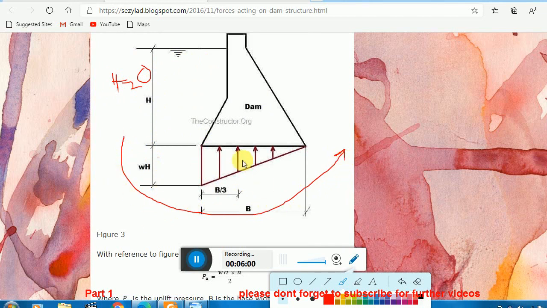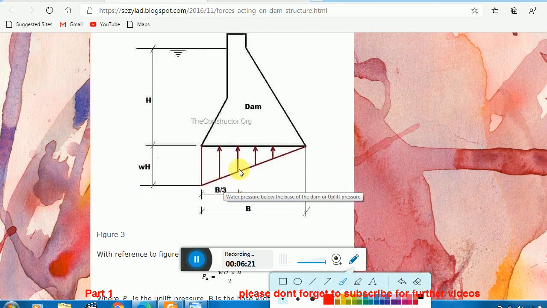Due to that seepage, water exerts upward pressures, not stresses, these are pressures. These pressures are exerted due to that seepage. It is also called seepage pressure, or you can say uplift pressure. And remember, the distribution of this uplift pressure is in a triangular manner. You can see there is zero and there is maximum. So the resultant will act at a distance of B by 3 from this side, or you can say 2 by 3 of that side, because this is a triangle.